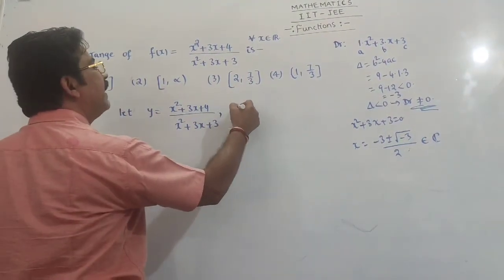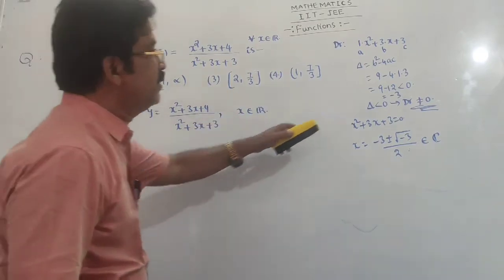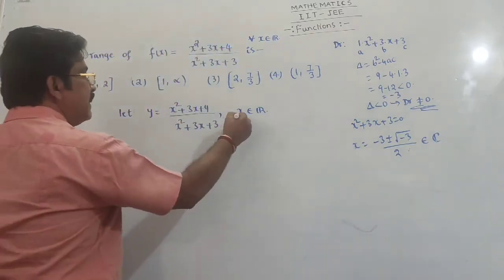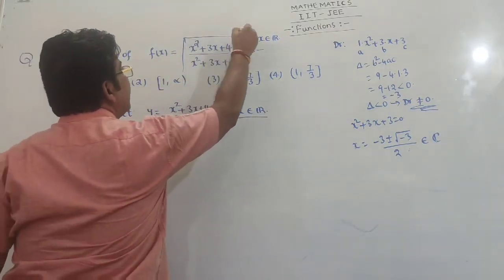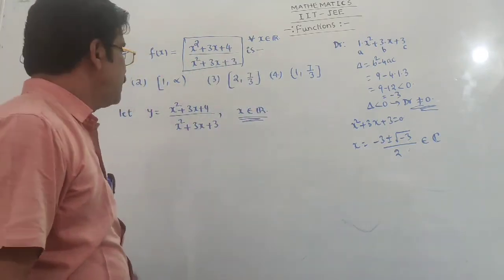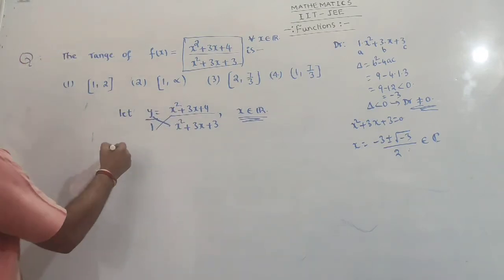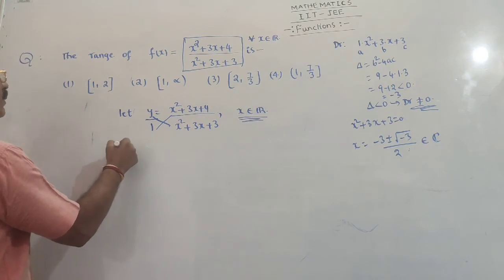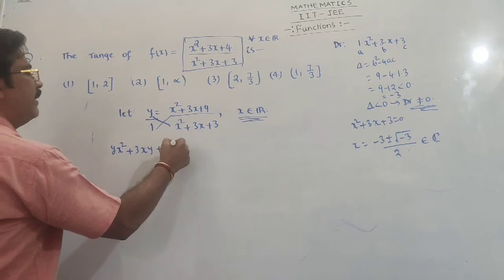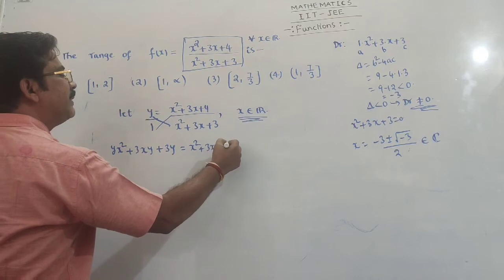Therefore we can write here x belongs to capital R. I discussed only about the denominator. So x belongs to R means, in the complete rational function, x belongs to capital R. As usual, the procedure is taking the cross multiplication, then it becomes y into x square plus 3xy plus 3y, that is equal to x square plus 3x plus 4.